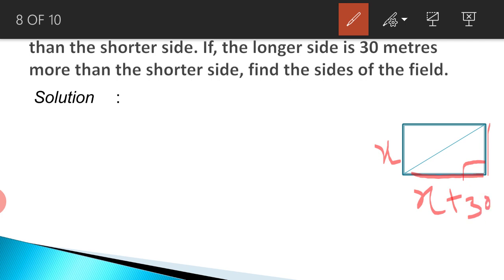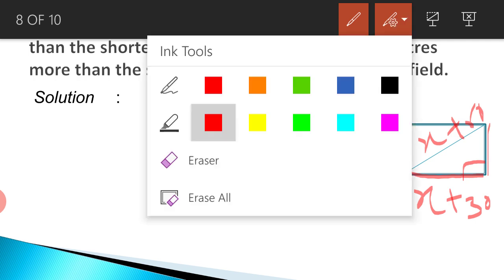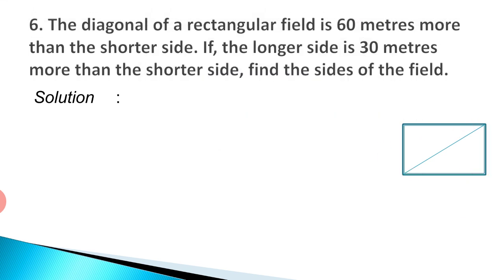And what is the diagonal? That is x plus 60. So can we say that x plus 60 is the hypotenuse of the right angle triangle, and x plus 30 are the sides of the right angle triangle? And as there is right angle triangle, which theorem we can use? So we can use Pythagoras theorem. So to visualize the problem, you can draw such kind of rough figures in the right hand side corner by pencil, so that you can write equation very quickly.